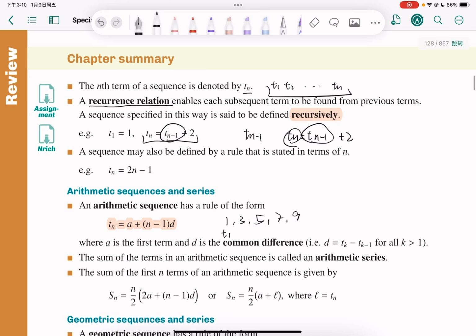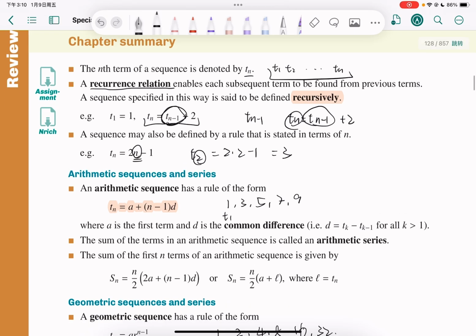Other than the recursive sequence, a sequence can be defined not on the previous term, but on n. So if we have T2, then it should be equal to 2 times 2 minus 1, which is 3. So instead of being defined by the previous term, it's defined by n. This is another way to define a sequence.